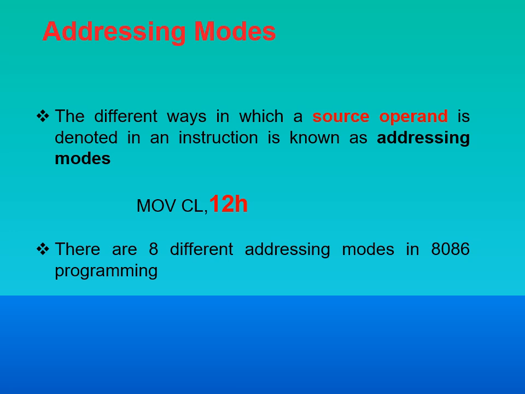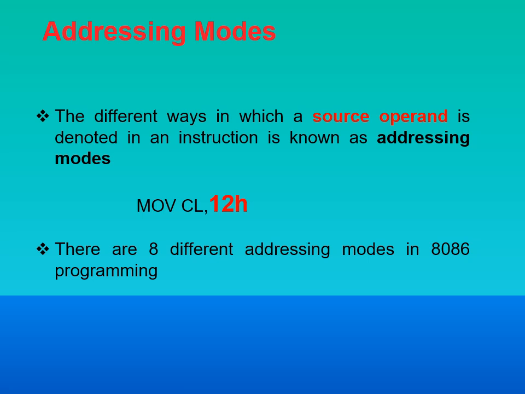Then after that, there is a comma. After the comma, you will be specifying the source operand. So MOV CL, 12H. That means the data 12H will be moved to CL. So here the source operand is 12H. Now I repeat, addressing modes are different ways in which the source operand is denoted. So in this given example, MOV CL, 12H.